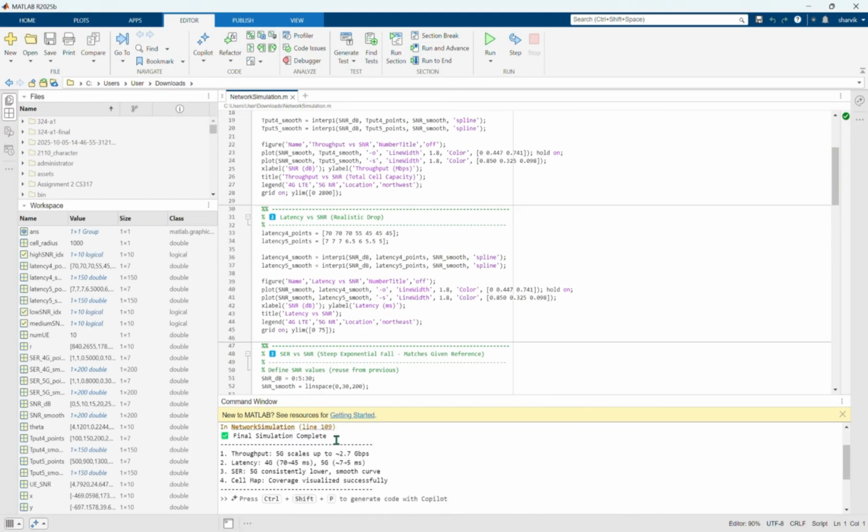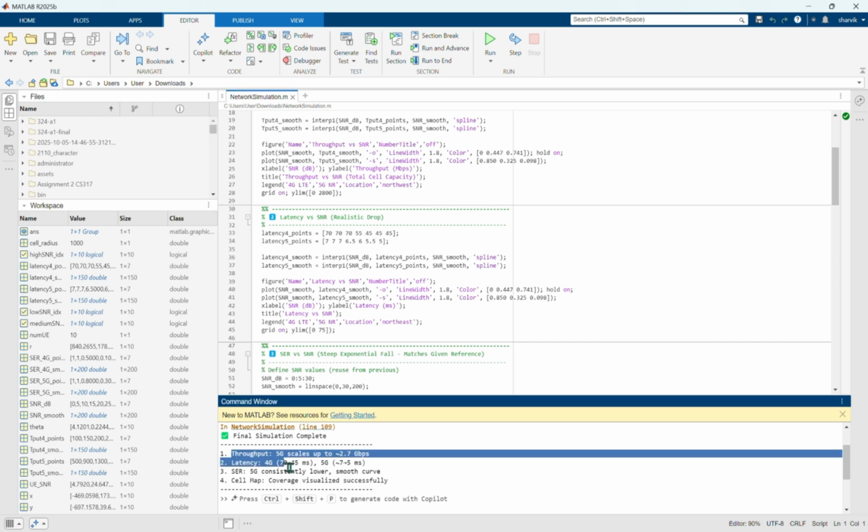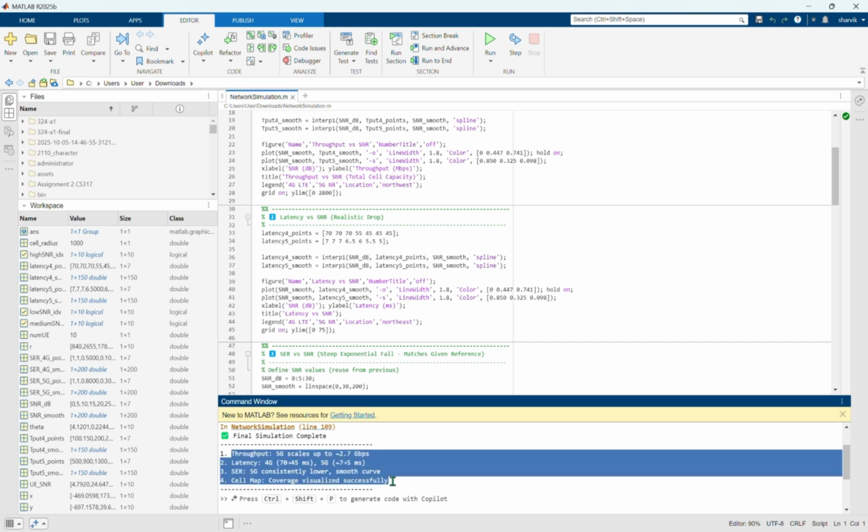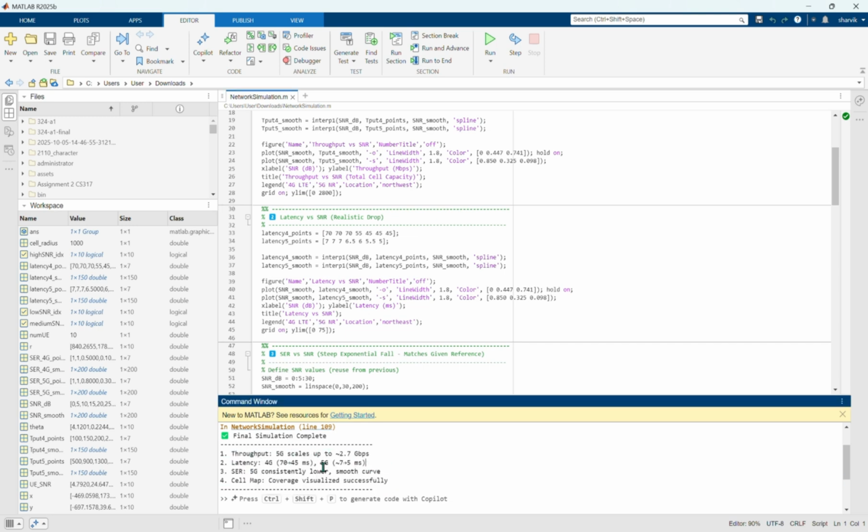This demonstrates how 5G can handle data-intensive services such as ultra-high definition video, augmented reality, and cloud gaming with ease.